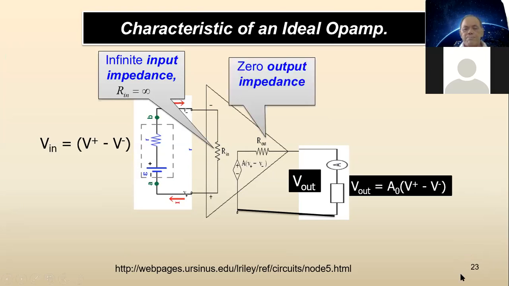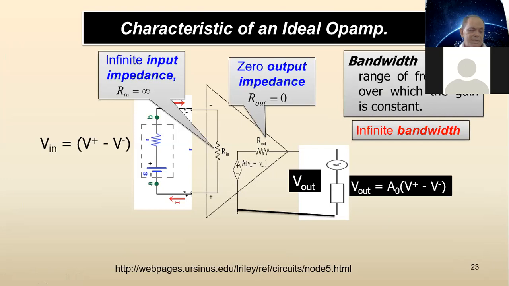Then zero output impedance. Same reasoning, right? There's always a load that's going to come out. So if this is 0, then the source voltage becomes the output voltage. Output impedance 0. Infinite bandwidth.